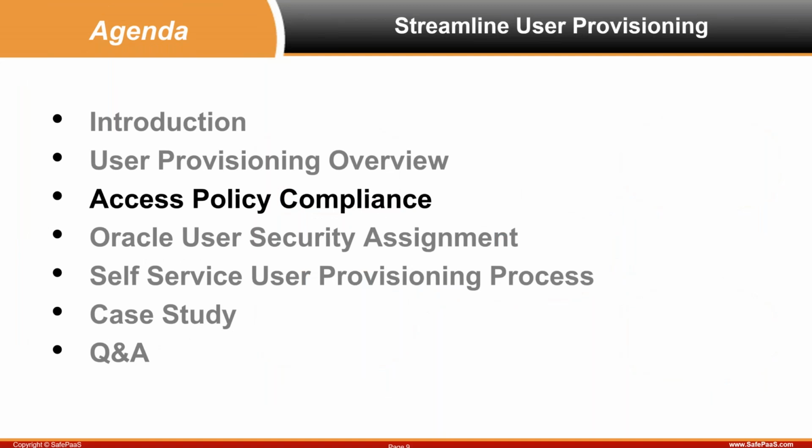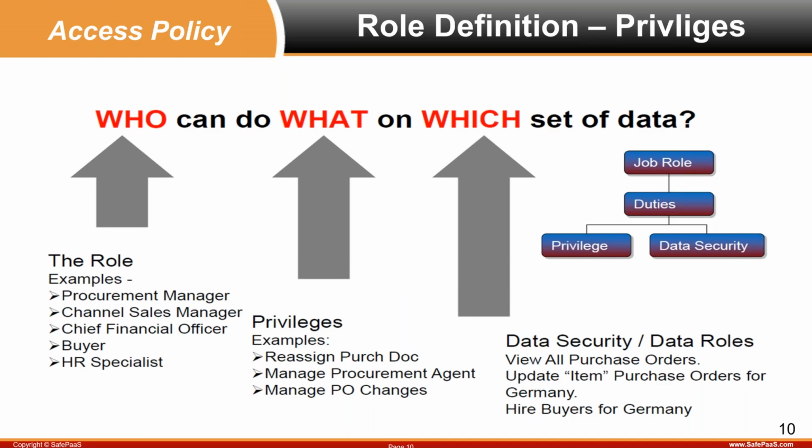So that's it, the user provisioning overview. I want to also talk about access policy compliance. When you set up a role, the role decides a lot of privileges as to what's available to that specific role and those users that are granted that role. It's essentially who can do what and on which sets of data. The role itself controls what the person has access to from a function standpoint, but also from a data standpoint. Some of the examples here: procurement manager, channel sales manager, chief financial officer, HR specialist. Those are roles that are defined within the application.